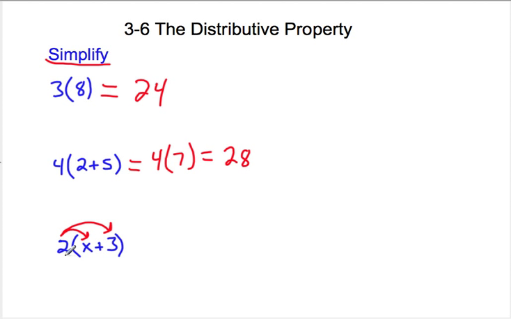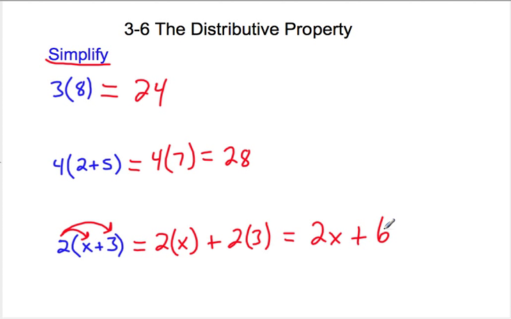So with this 2 outside parentheses, what it means is that the 2 needs to be multiplied to everything on the inside. So the 2 is going to be multiplied by x, and then we're going to add that to 2 times 3. And this addition symbol becomes this addition symbol here. And so our final simplified answer would be 2x, which means 2 times x, then the plus, and then 2 times 3, which would be 6. So here's the final answer of this problem. Now, we have to use the distributive property when dealing with variables in this case.